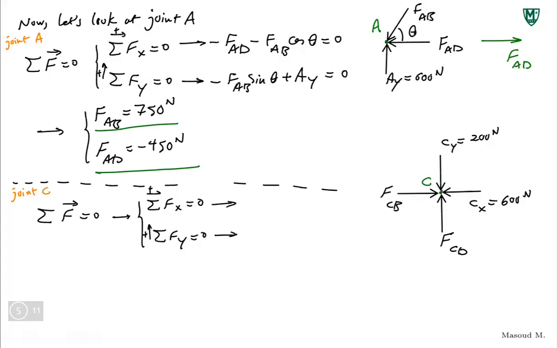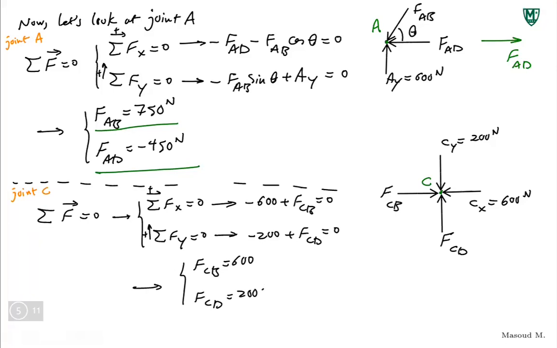From the first one, you will get minus 600, which is Cx, plus FCB is equal to 0. For the second one, you will get minus 200 plus FCD is equal to 0. So from the first one, you'll get FCB is 600 and FCD is 200 newtons. You could get a different direction for each of these, but then you would have ended up getting a negative value, meaning that your assumption was wrong and you had to flip it. Hopefully everyone followed that part.